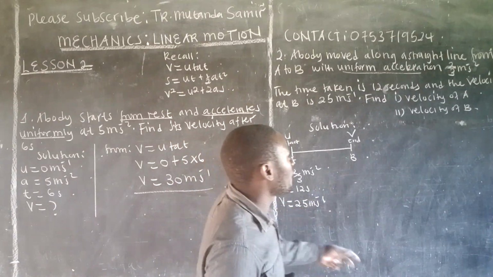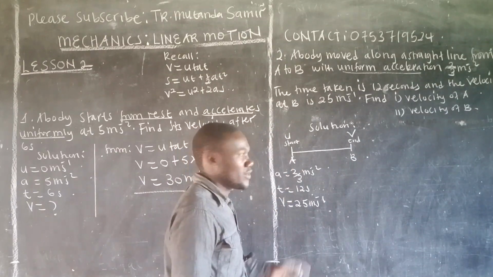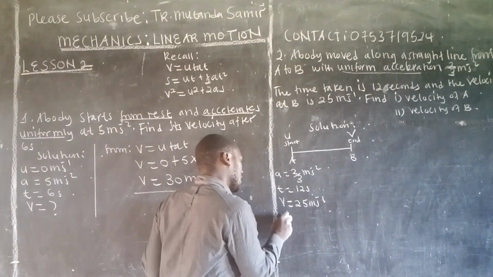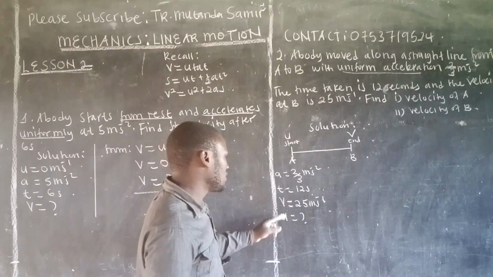Now what do they want? Find, remember number 1, the velocity at A. But the velocity at A is the velocity at the start, which is the initial velocity. So u will be equal to, we don't know. Now you look at this arrangement and see which equation you will use.